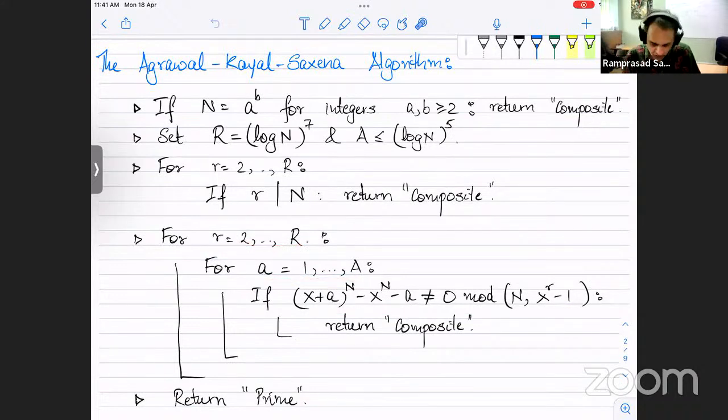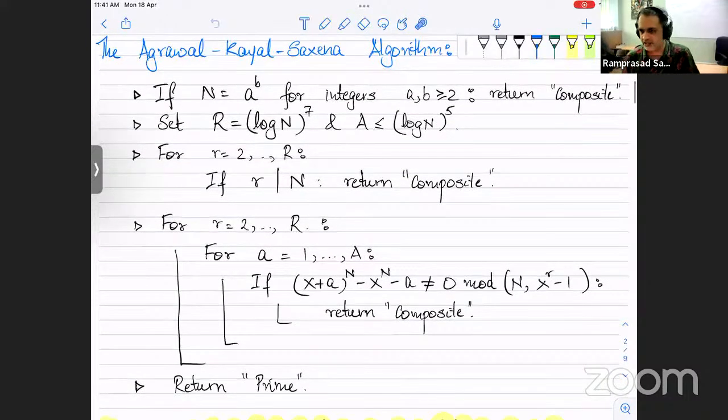Okay? And if any of these tests fail, by fail I mean if any of them is non-zero modulo n and x^r minus 1, then in some sense you found a certificate that your number is composite, so you can return composite. And the key part is, if by this time you have not found that the number is composite, then the number has to be prime. Okay, so this is the overall algorithm.